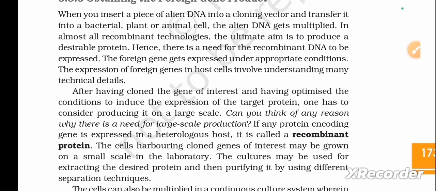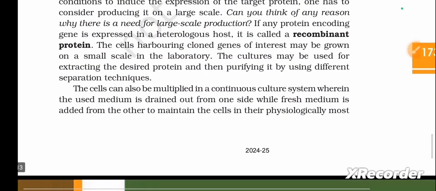After having cloned the gene of interest and having optimized the conditions to induce the expression of the target protein, one has to consider producing it on a large scale. Can you think of any reason why there is a need for large scale production? If any protein encoding gene is expressed in a heterologous host, it is called a recombinant protein. The cells harboring cloned genes of interest may be grown on a small scale in the laboratory.